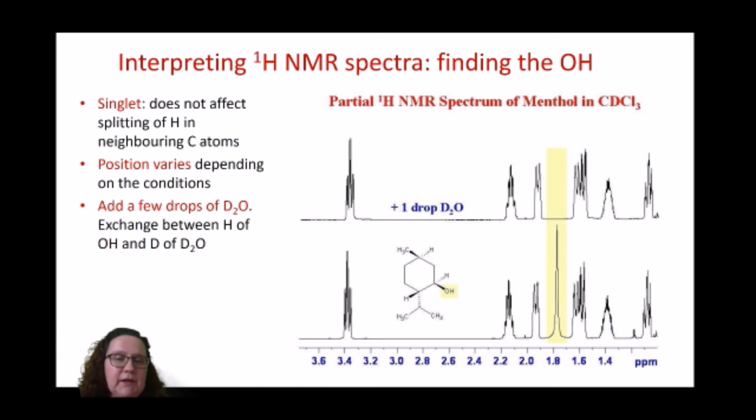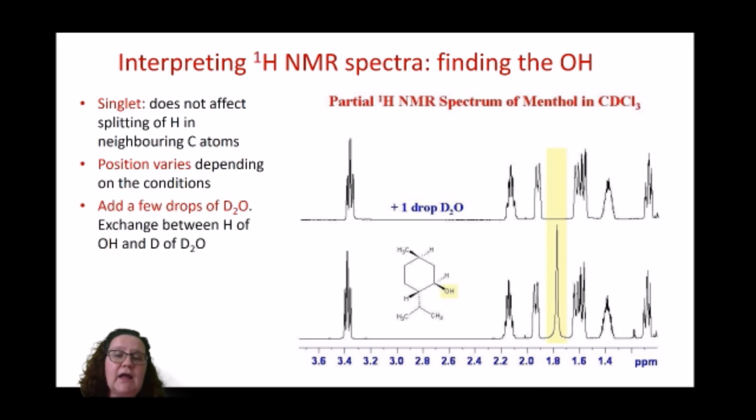It can be complicated to identify because its position varies depending on the conditions the spectrum has been recorded in. For example, there is typically an exchange of that hydrogen from the hydroxyl group with water in the solvent in which the NMR is recorded. It could be even if the solvent is not water, there will be a small amount of water in any solvent just because it's kept in open conditions, and that will affect the position of that peak.